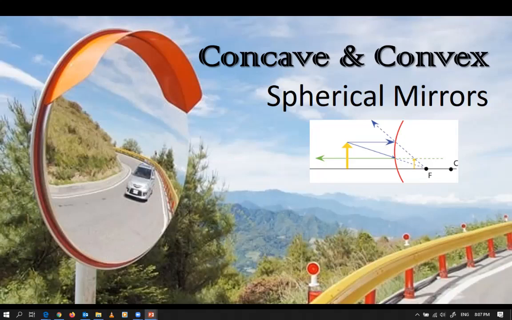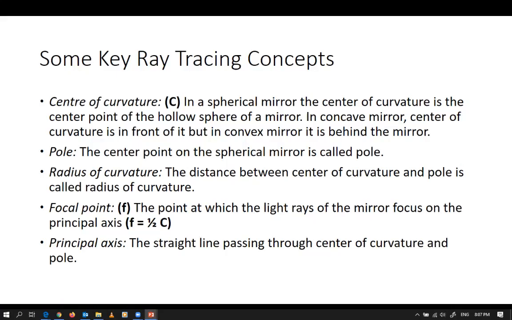Okay, let's jump into some of our key terminology. We'll start with the center of curvature. This is typically labeled as C, and in a spherical mirror, the center of curvature is the center point of the hollow sphere of a mirror. In a concave mirror, the center of curvature is in front of it, but in a convex mirror, it's behind it, and I'll show you that when we get to our diagrams.